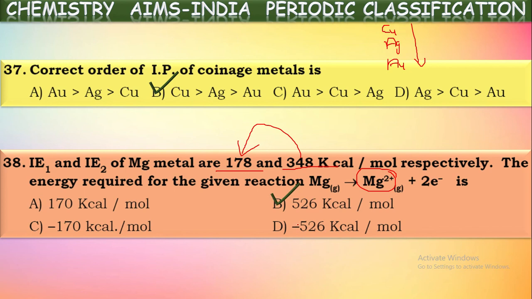Here, the negative symbol represents evolution of energy, an exothermic process. But here, the removal of electron requires a certain amount of energy. So as it is an endothermic process, we represent it with the plus symbol or without writing the plus symbol. So that is why the second option is correct.